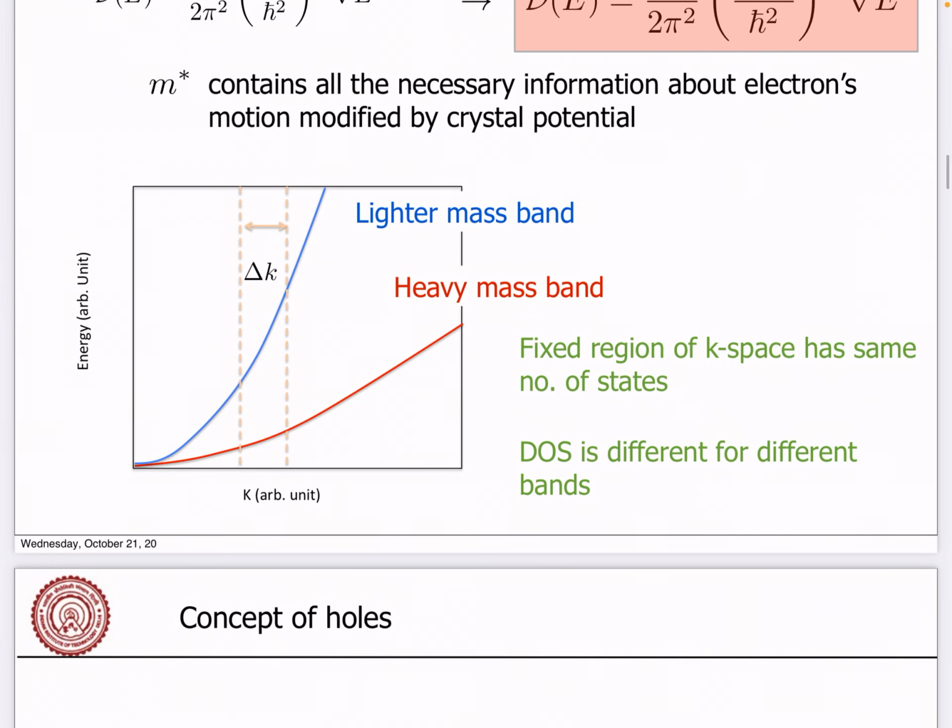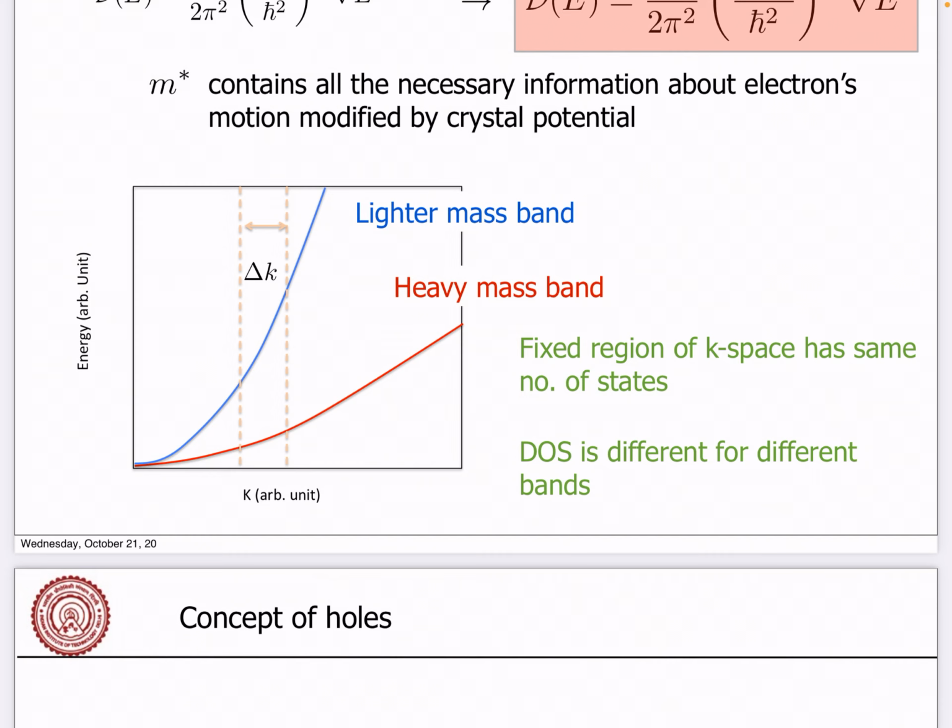All right. So now let us look at the density of states. Let us consider the density of states. What happens to the density of states in this case? So now we know that for a fixed k space interval, the number of available k states is fixed, right?